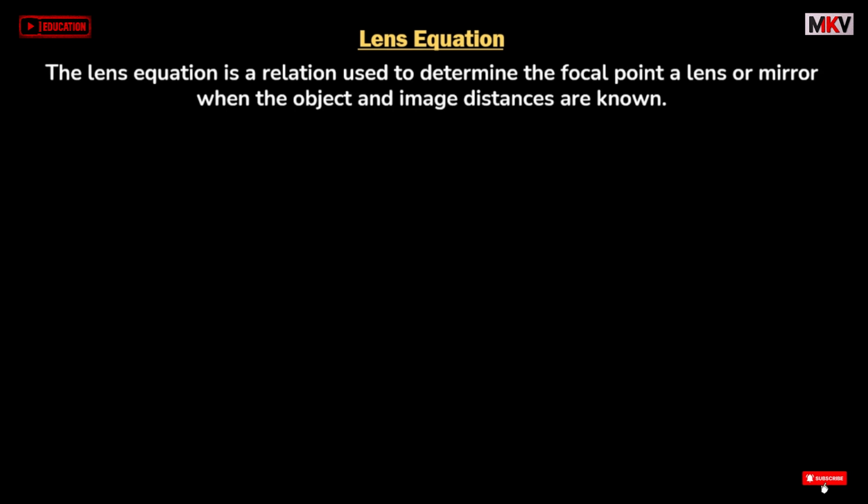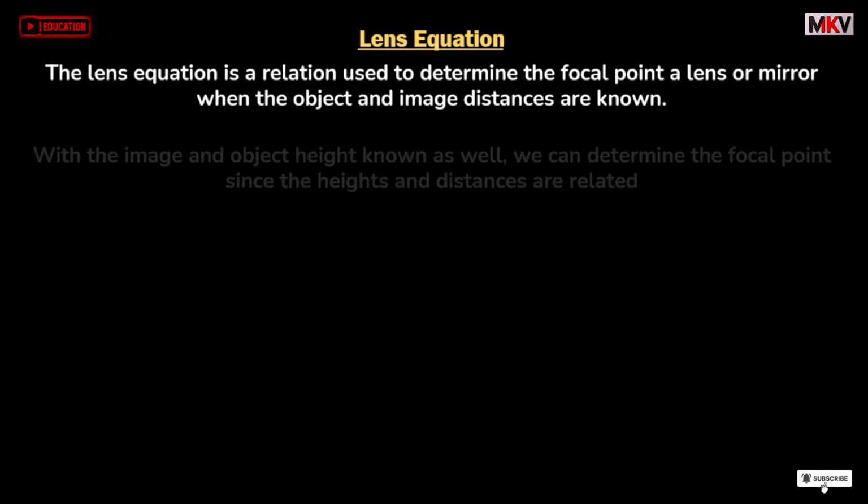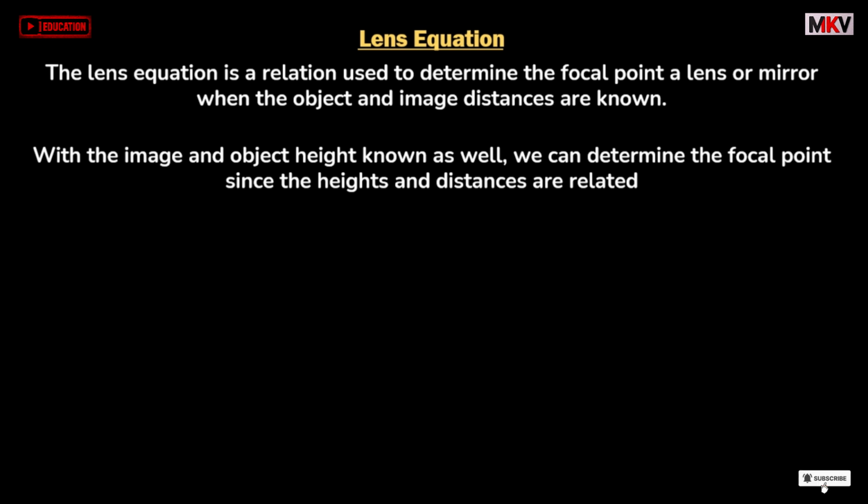The lens equation is a relation used to determine the focal length of a lens or a mirror when the object and image distances are known. So the lens equation is also applied to the mirror. With the image and object heights known as well, we can determine the focal point, since there is a relation between the image and object height and the image and object distances.